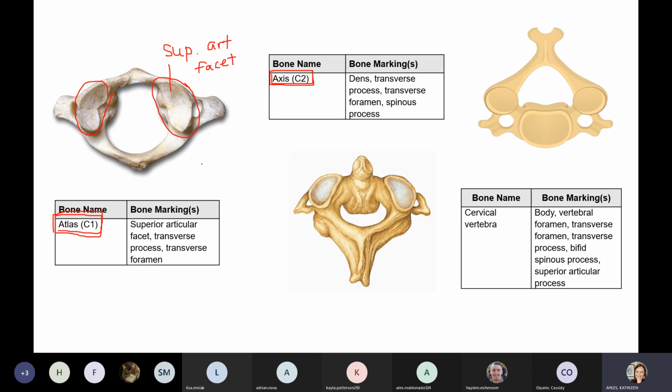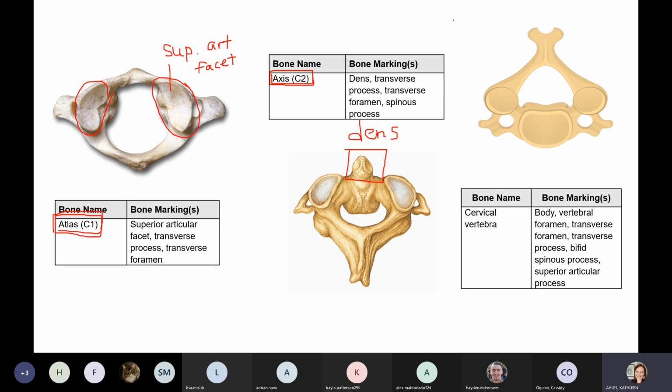If I see those two big flat surfaces on top of this vertebra, that is C1, that's the atlas. If I see this thing that sticks up, this is called the dens. If I see the dens, that is my way to know that I'm looking at the axis, the vertebra that I can use to turn the head left and right. So shake my head no, the dens.